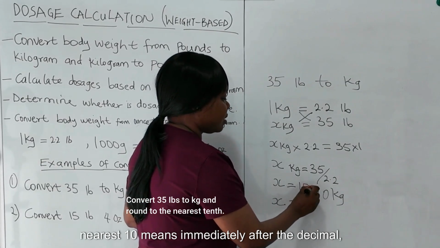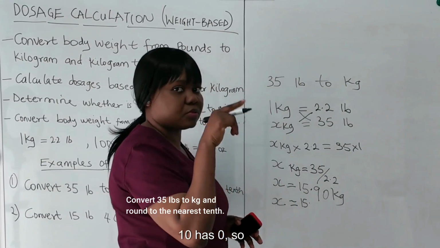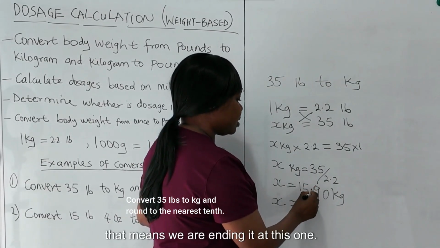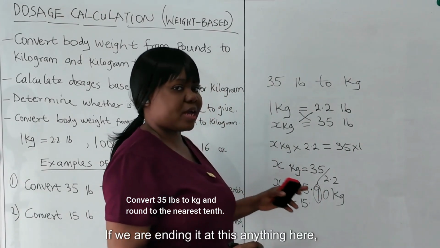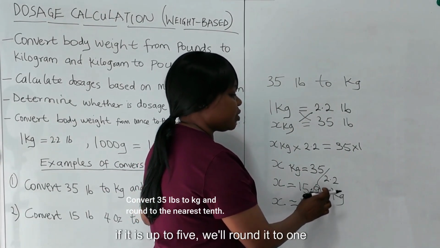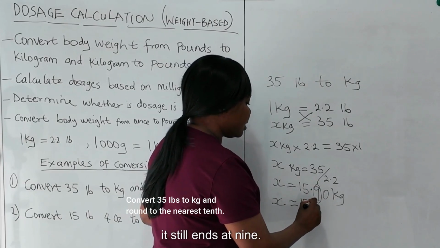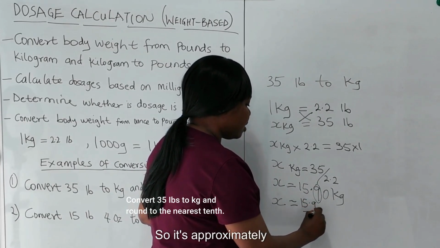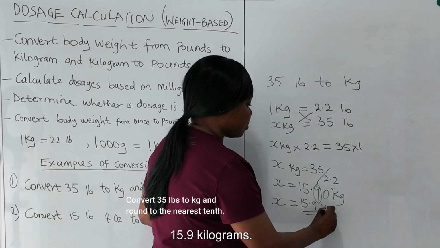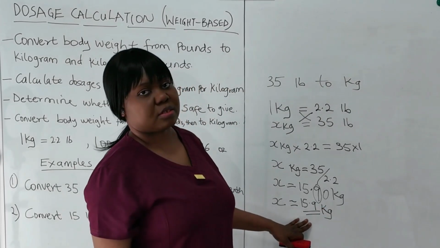So x will be approximately 15 point. Nearest tenth means immediately after the decimal, which has 1 digit. So we're ending it at this one. Anything after it, if it is up to 5, we'll round up and add it here, but this is just 0, so it still ends at 9. So it's approximately 15.9 kilogram. That will be the weight.